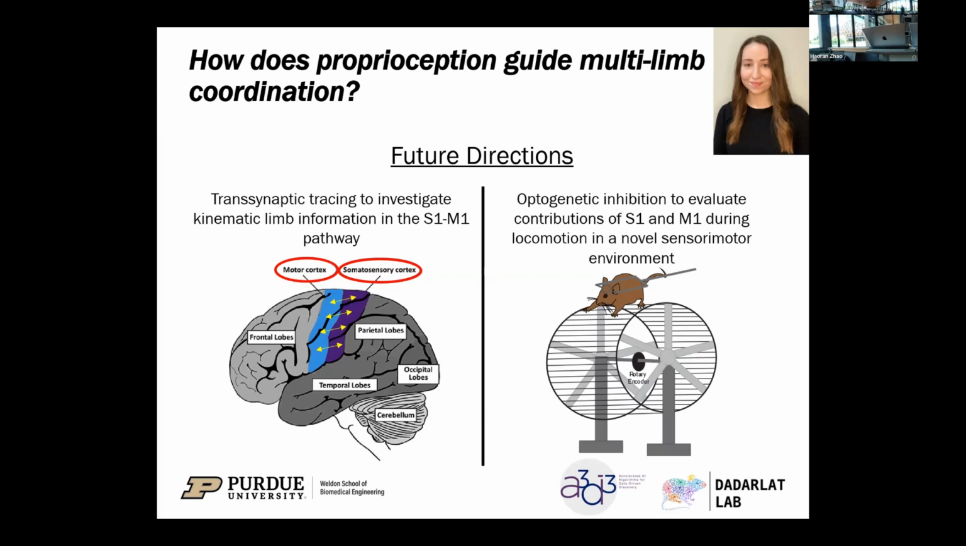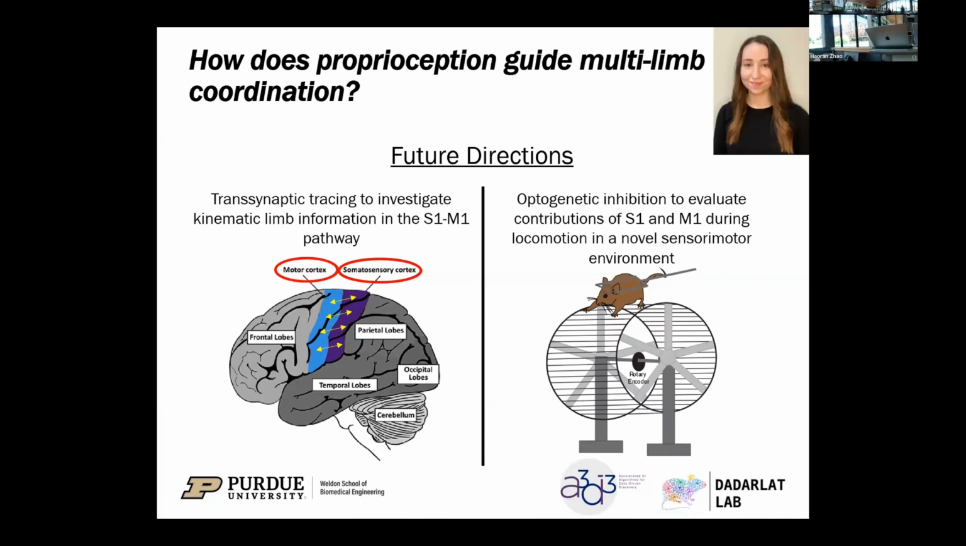So optogenetic inhibition, that's when you can temporarily inhibit a certain part of the brain. So I'm going to be inhibiting both S1 and M1 while a mouse is walking on this wheel, and it's a novel thing I'm trying out. It's basically like a ladder, but in wheel form. And when you put the mice on this, it requires them to coordinate their limbs.